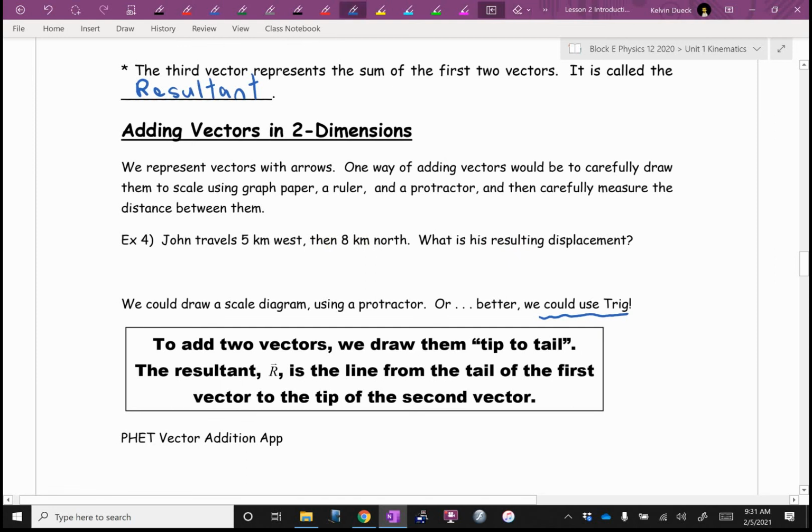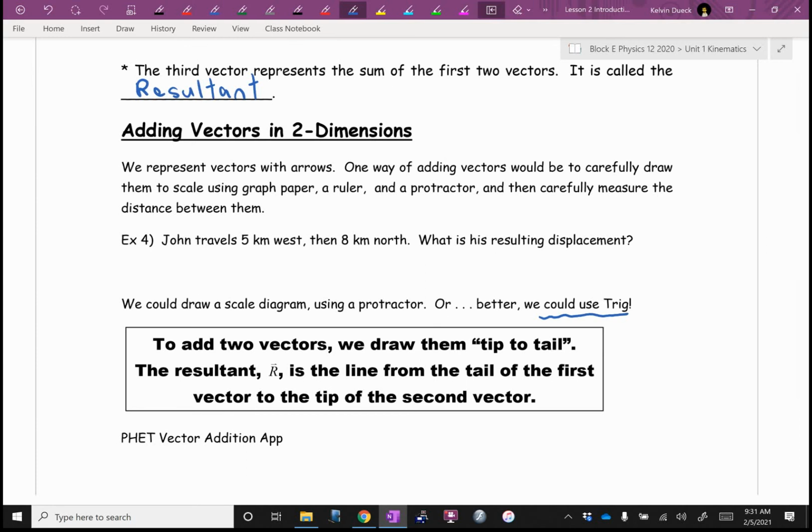But here in bold font, and if you want to, you can add this to your purple sheet. But I'm going to encourage you, don't yet. It's better that you commit it to memory. How do we add 2 vectors together? We draw them tip to tail.